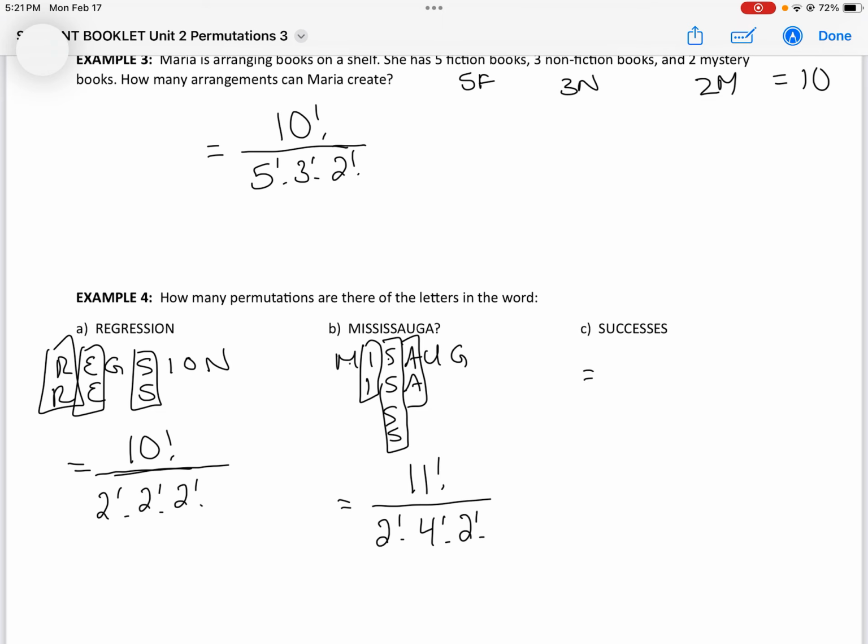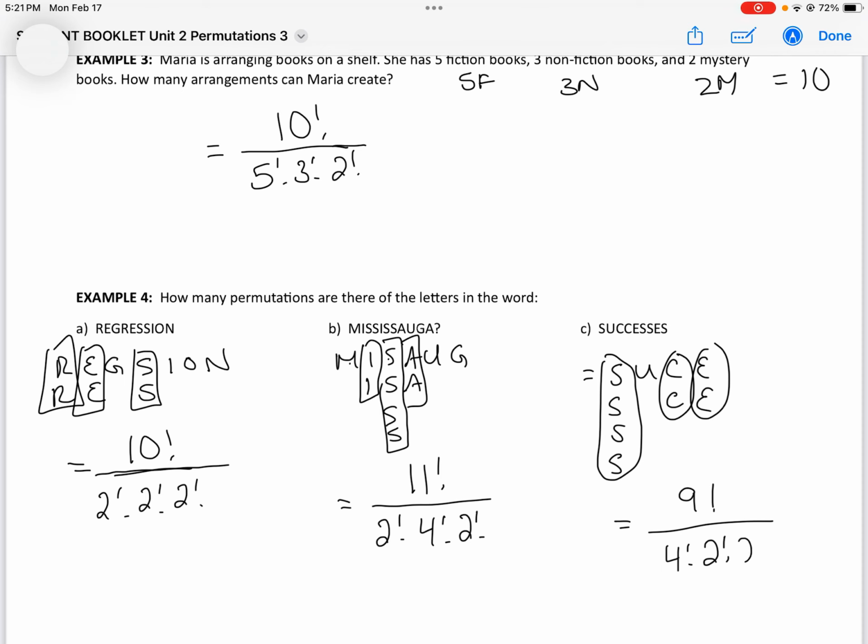Now let's try successes. S-U-C-C-E-S-S-E-S. 1, 2, 3, 4, 5, 6, 7, 8, 9. I believe that this is 9 factorial. Divide out 4, 2, and 2. So 4 factorial, 2 factorial, 2 factorial.